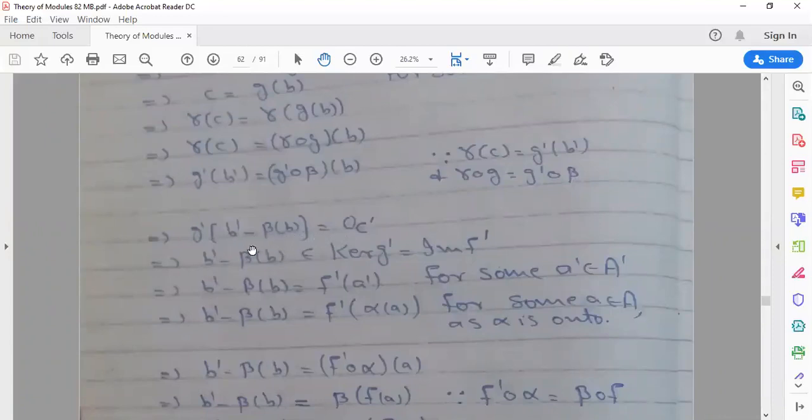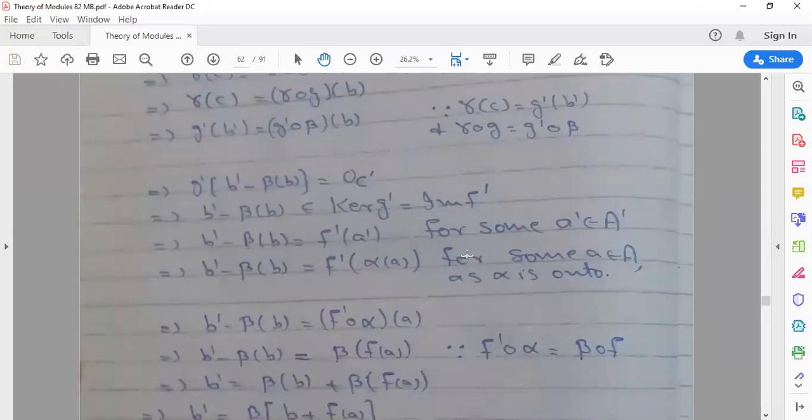That means this element belongs to the kernel of g', because when we assign this element to the function g', the result will be the identity. So this element should belong to the kernel of g', which is equal to the image of f'. By hypothesis it is given at the start of the proof. So the image of f' contains elements of the kind f' of alpha' of a', basically a'. So from here we write again f' in place, and alpha of a' is basically alpha of a.